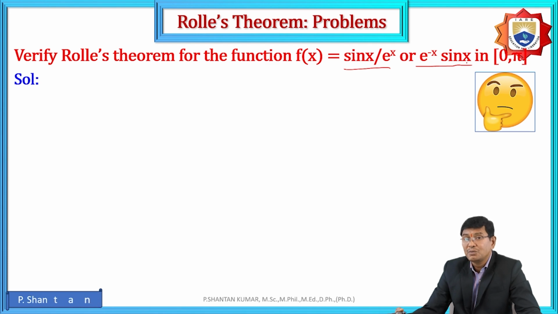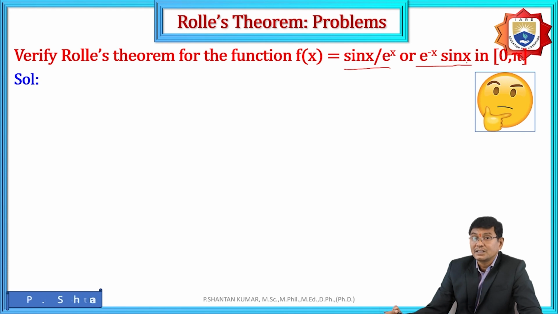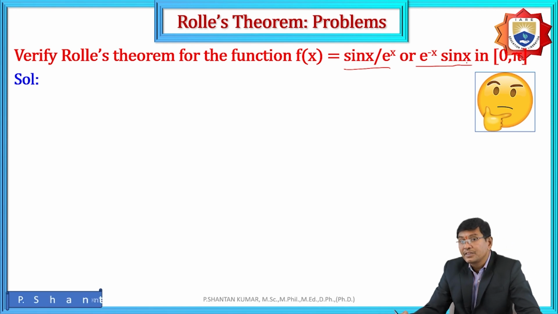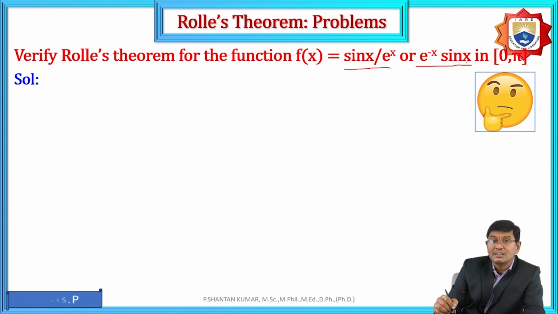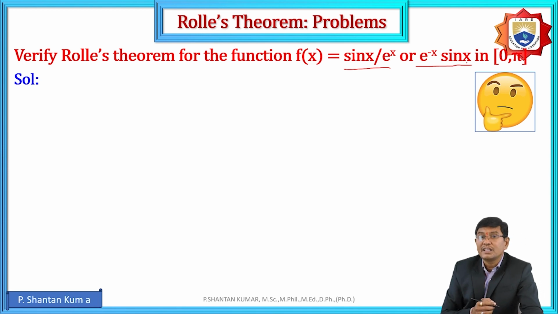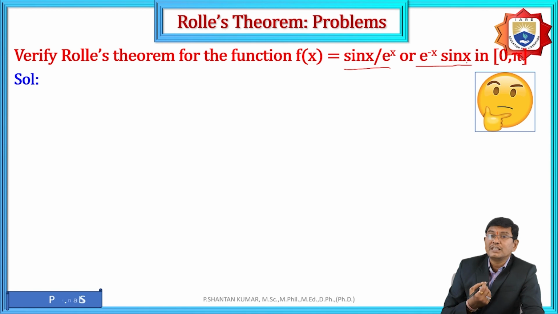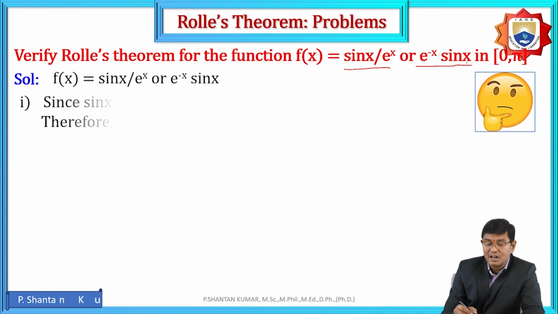That means we need to remember the property: every exponential function is a continuous function and also a derivable function, and every trigonometric function is also continuous, with the intervals specifically given as 0 comma 2 pi. Here the limits are 0 comma pi, therefore based upon that, the exponential function is a continuous function, and the trigonometric function is also continuous in the interval 0 comma pi.